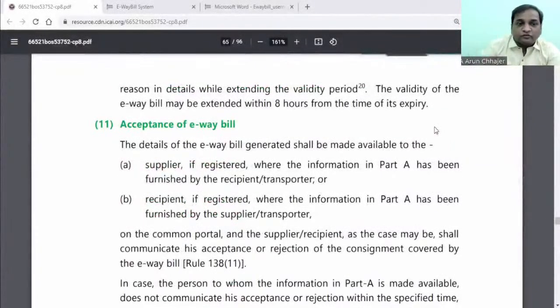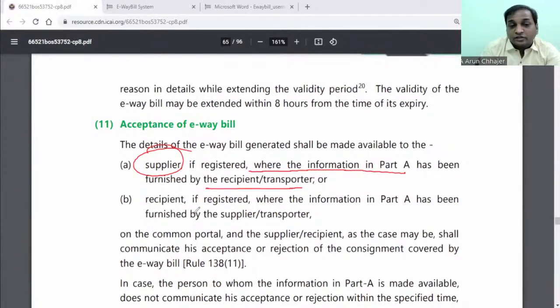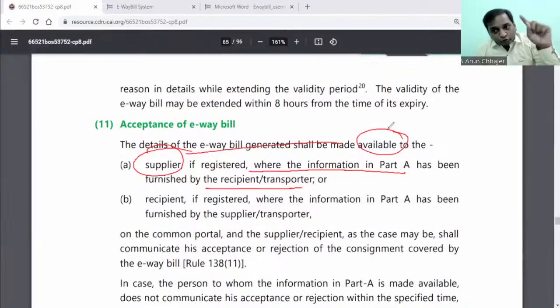Now the acceptance of e-way bill. If the supplier is generating the e-way bill and putting the information in part A, or it has been furnished by the recipient or the transporter, the details of the e-way bill shall be made available to the counterparty. For example, I am a supplier and you are a customer. I am updating the part A. It will be communicated to you and the transporter. Suppose you are the customer and you are generating the part A, and you write the GST number or transporter detail, the information will automatically be made available to me that yes, on your GST number, an e-way bill is being prepared.